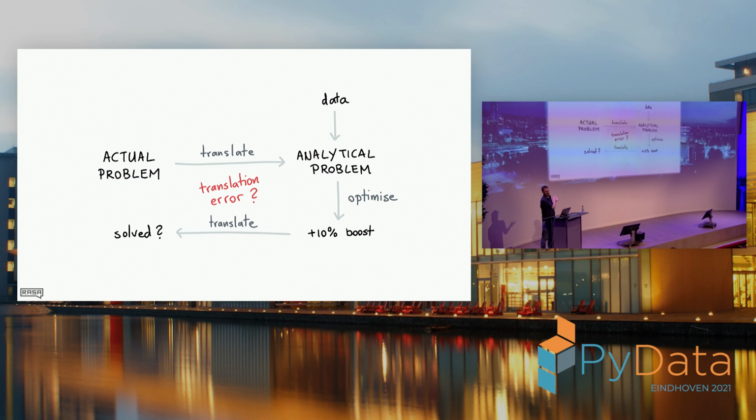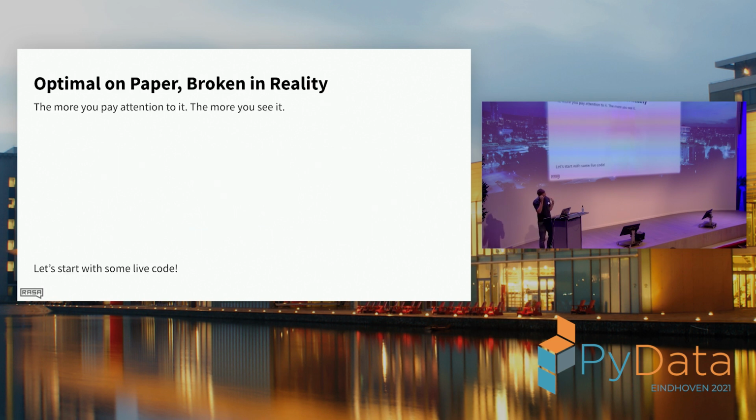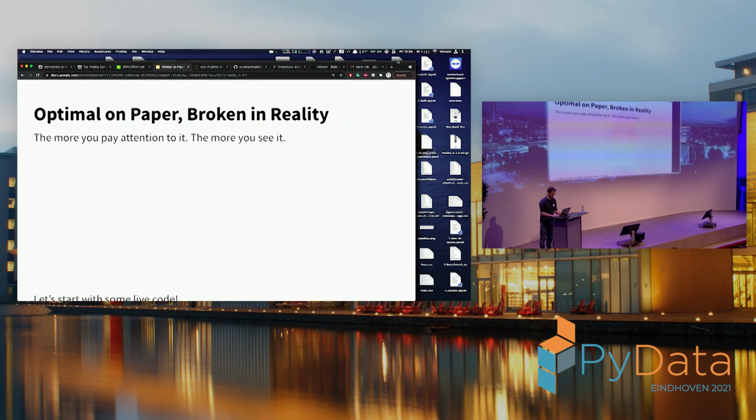And the way I would like to describe that is something can be optimal on paper and broken in reality. And I think the more attention that you pay to it, the more that you're going to see it. And this is especially true in the domain of model benchmarking. So what I would like to do now as a first demo is just show you a benchmark, and we'll see what goes wrong. That's going to be the idea.